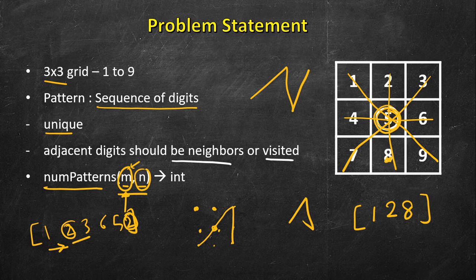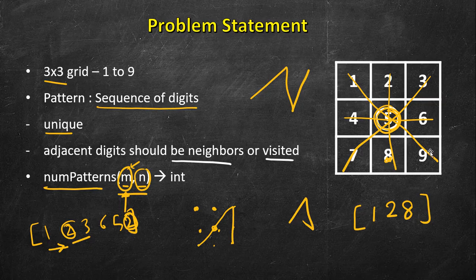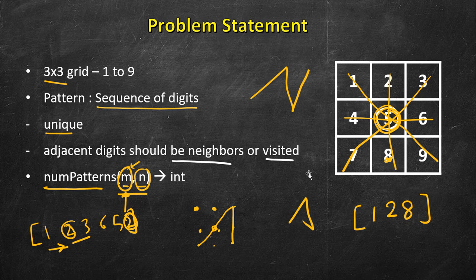So we can write a big inequality here. So 1 to 9, then 9 to 1, then 3 to 7, 7 to 3. Then we have 2 to 8, 4 to 6.